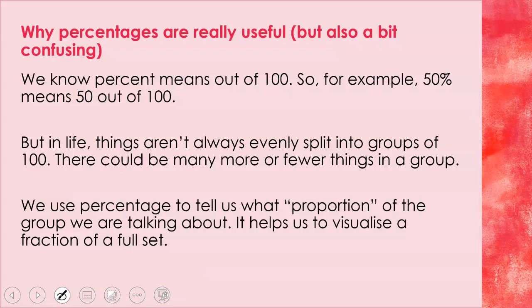Okay, we know already that percent means out of 100. So, for example, 50% means 50 out of 100. However, in life, things aren't always evenly split into even groups of 100. We could be talking about a group with many more or many fewer things than 100. We use percentages to tell us which proportion of the group we are talking about. What amount of the whole set is what I mean by that. So, percentages are a way for us to visualize what amount of the whole set we are talking about, just like fractions do.